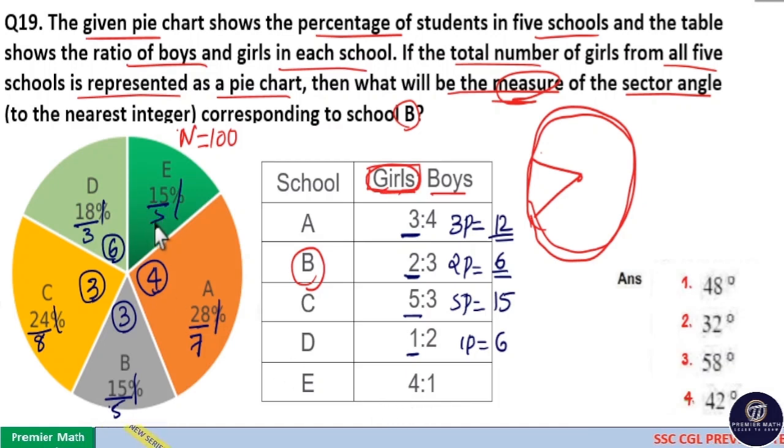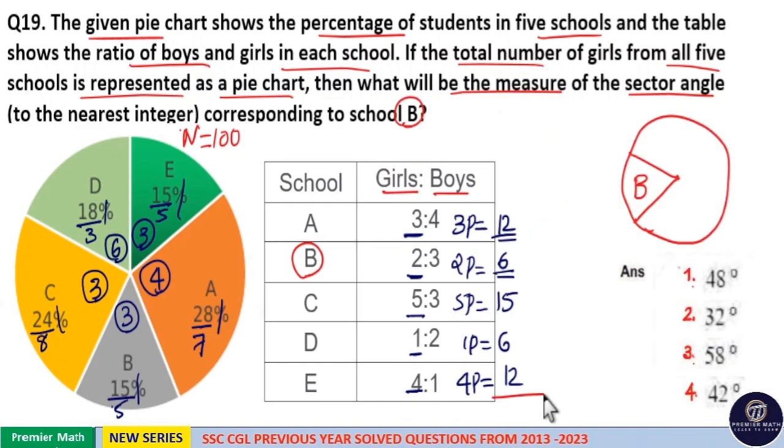5 parts is equal to 15, which means 1 part is equal to 3. If 1 part is 3, 4 parts is the total number of girls in school E. So 4 parts is equal to 4 into 3, 12. Here the total number of girls is equal to 12 plus 12, 24. 24 plus 12 is equal to 36. 36 plus 15, 51. So the total number is 51.